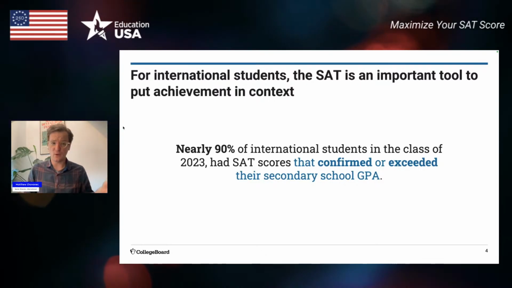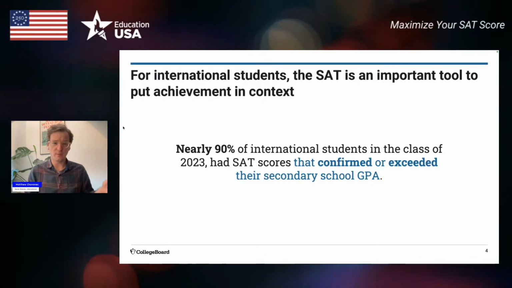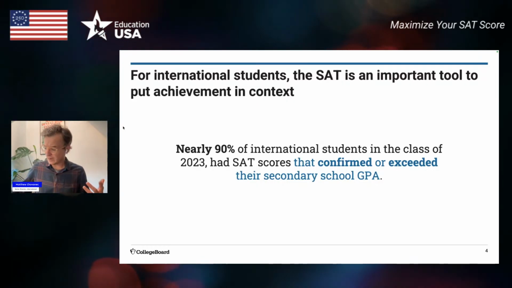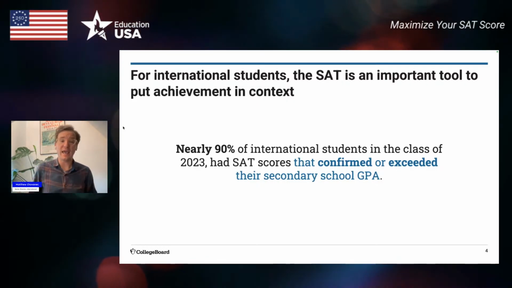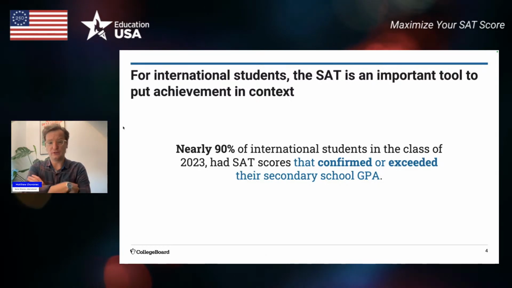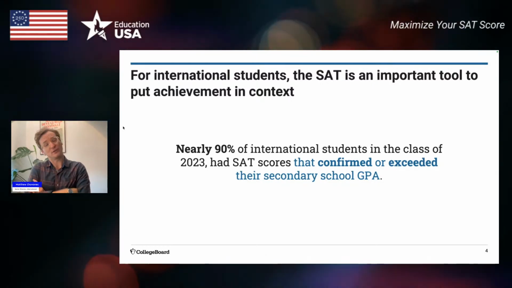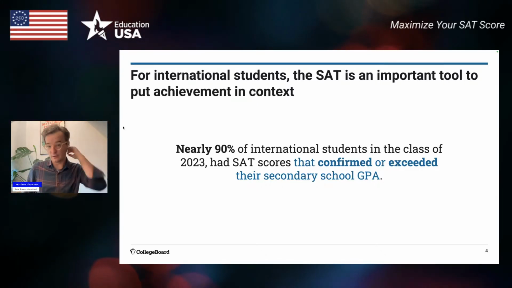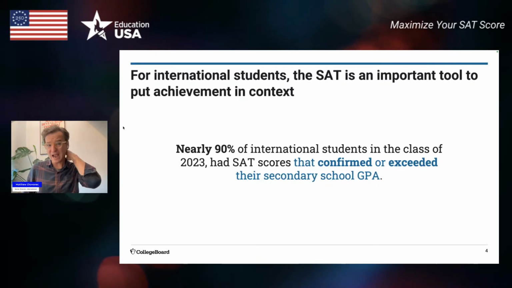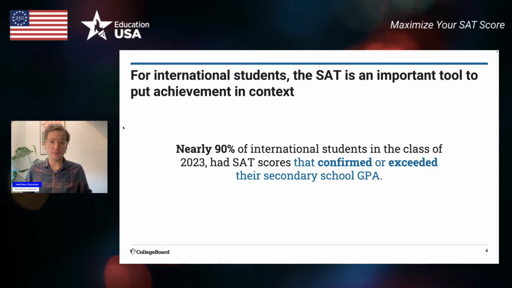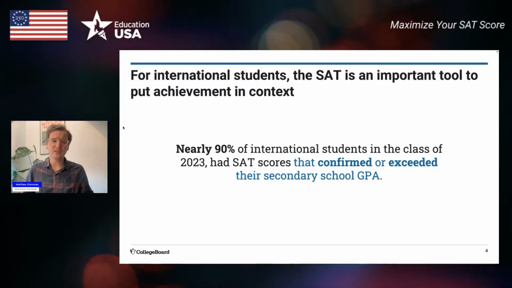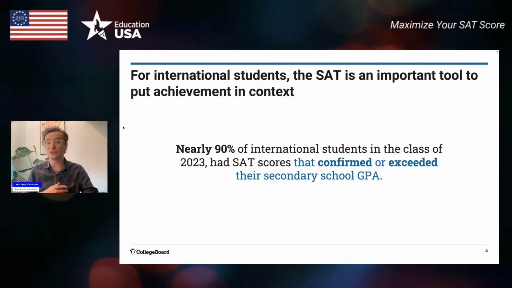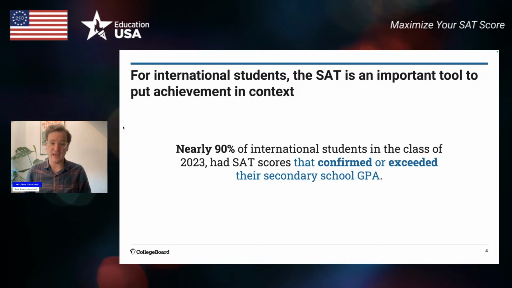Maybe you've done very well in high school. Maybe you got all A's. That's great, but it's very hard for a university in the United States to know exactly what that A means for your individual school. So if you have all A's and also a great SAT score, that's going to make them feel a lot more confident about the grades that you had in school. Almost 90% of students from a couple of years ago found that their SAT scores helped confirm their strength as a student, or even showed that they were a better student than the other pieces of their application suggested.